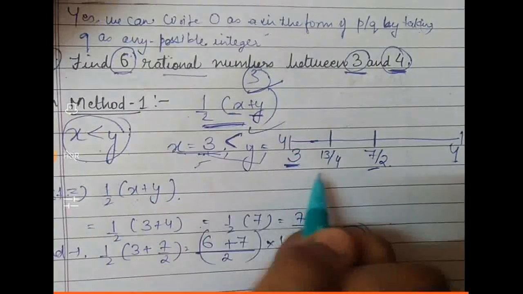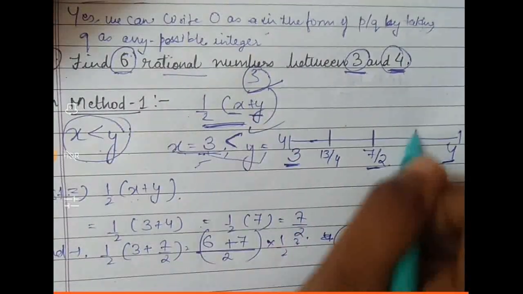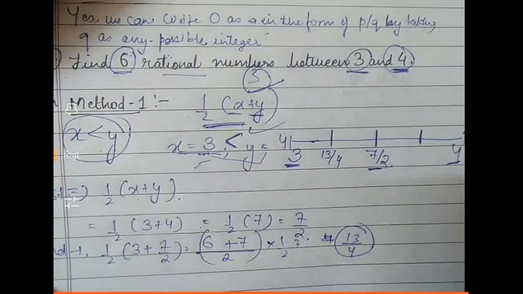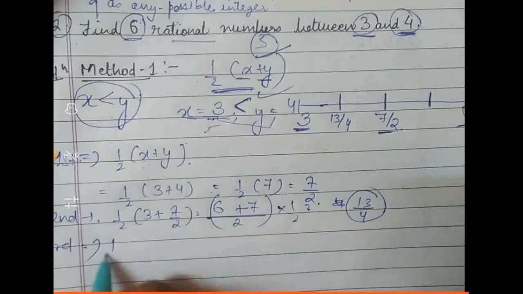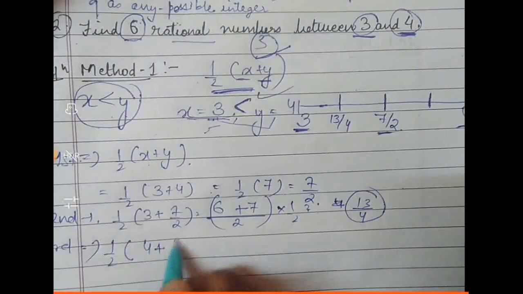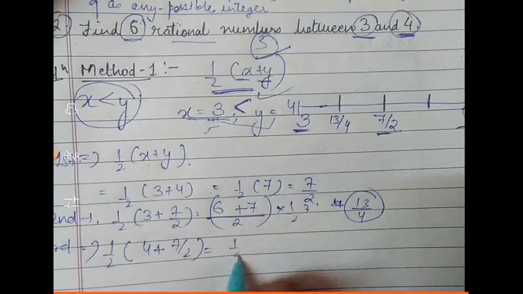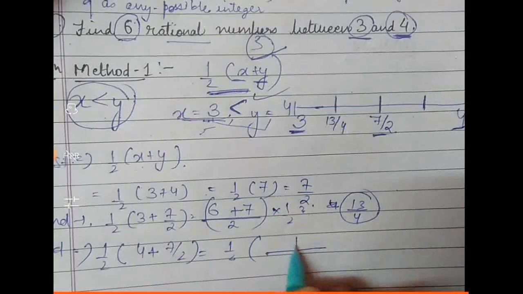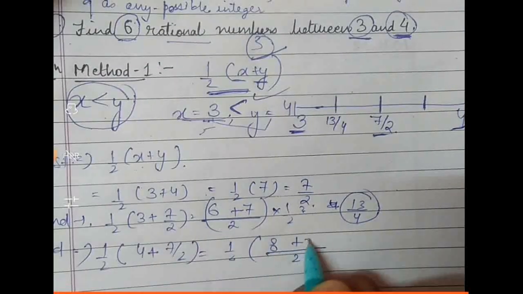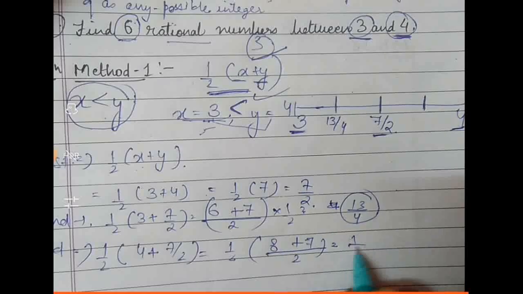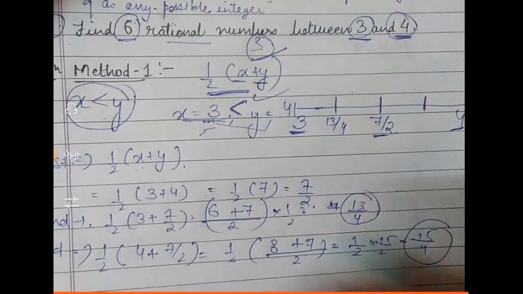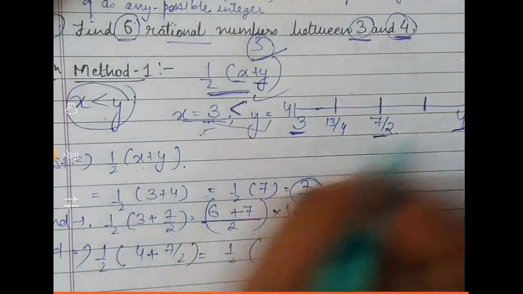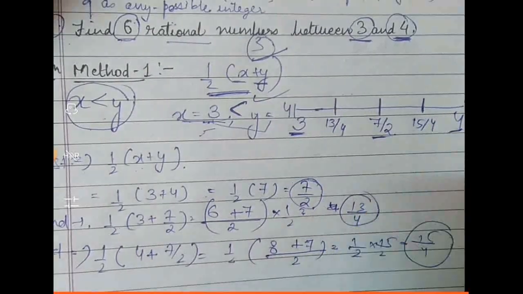Another what we can find is between 7 by 2 and 4, we can drop 1 over here. So third will be half into 4 plus 7 by 2, which is half into 15 by 2, which is 15 by 4. Okay, so the next one I have is 15 by 4.